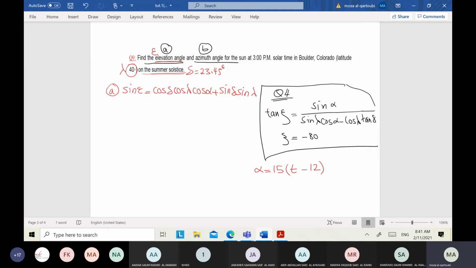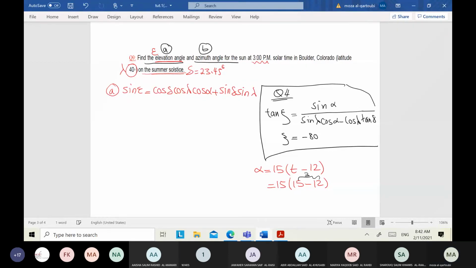Now we have time. Given time equals 3 p.m. So 3 should be used out of 24, so time instead of 3 will be 15, out of 24. So will be 15 when we substitute for time. So 15 minus 12, we know, equals 3. Yes?